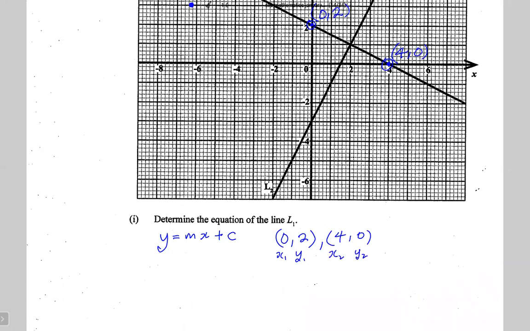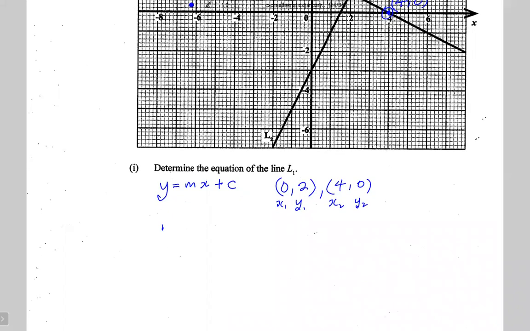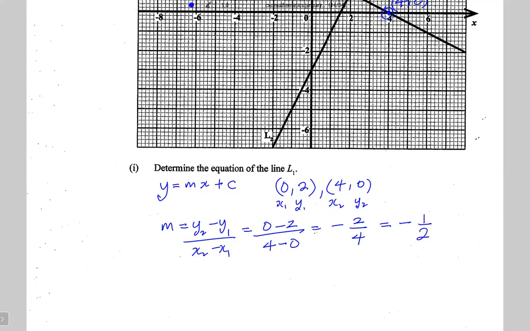Now, based on the fact that the line is sloping down, we're expecting the gradient to be negative. So m is equal to y2 minus y1 over x2 minus x1. This is equal to 0 minus 2 over 4 minus 0. This is minus 2 at the top and 4 at the bottom. The gradient here is minus a half. So the gradient of the line L1 is minus a half.